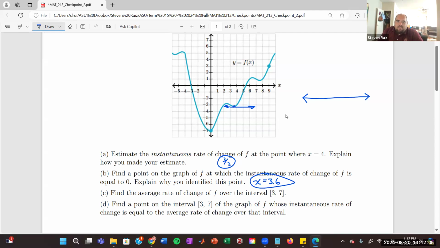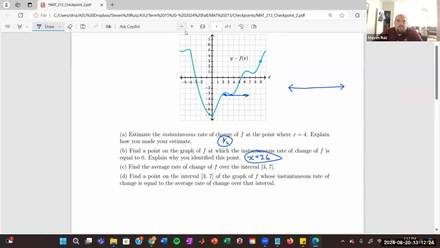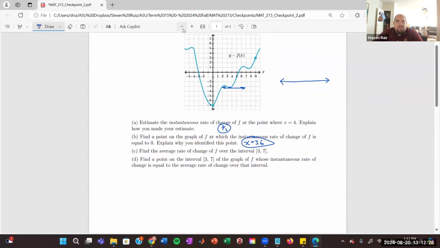Couple things to note here. If that's an estimate, you might say 3.5. Or more likely, you're probably looking at a completely different point. Like I said, there are lots of places on this graph where I think you could argue that the instantaneous rate of change is 0. This is just one of them. Okay, so I'm going to back out a little bit. I don't need to be quite this tight on this for the rest of this.